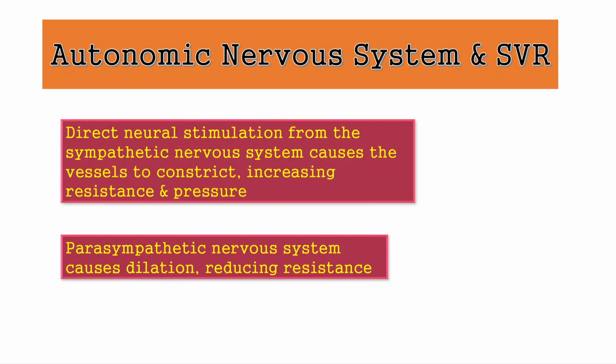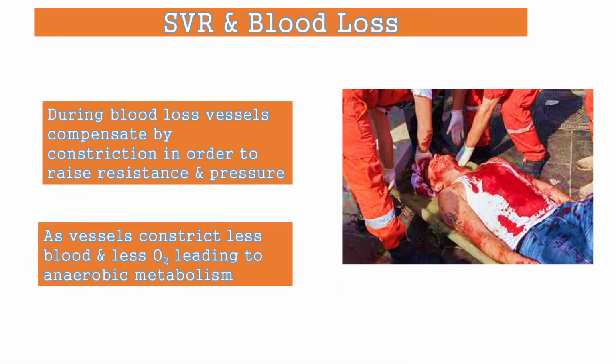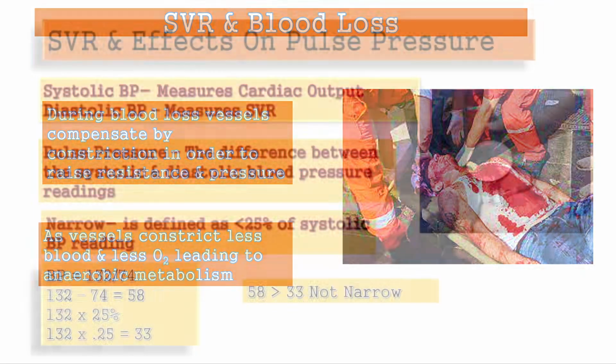We have the autonomic nervous system, right? And so direct neural stimulation from the sympathetic nervous system causes the vessels to constrict, increasing resistance and pressure. And the parasympathetic nervous system causes dilation, reducing resistance. And we talked about that slide.